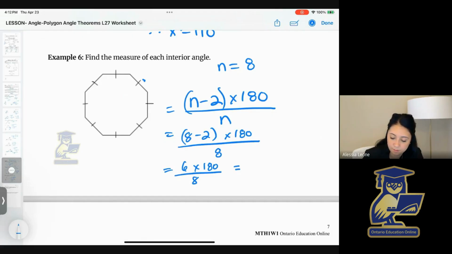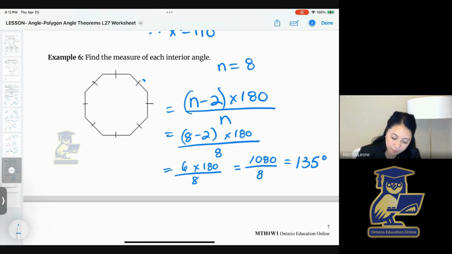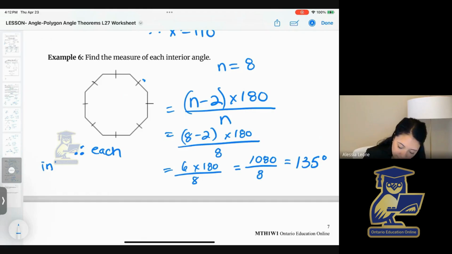Okay, so we will find this. So we're going to say, therefore, each interior angle is 135 degrees.